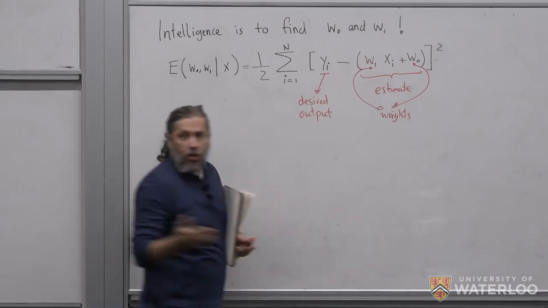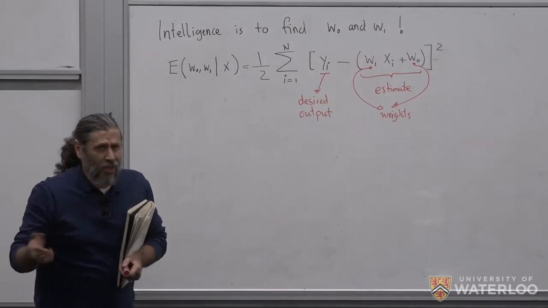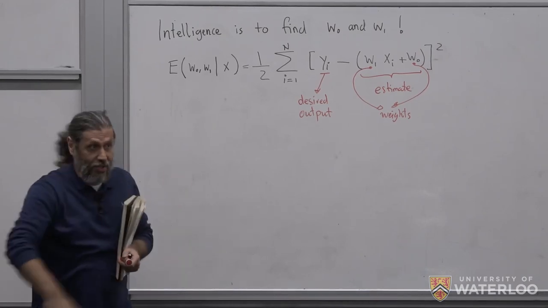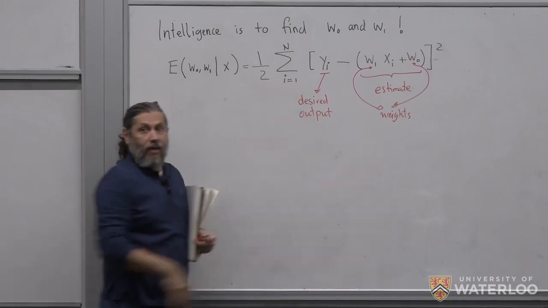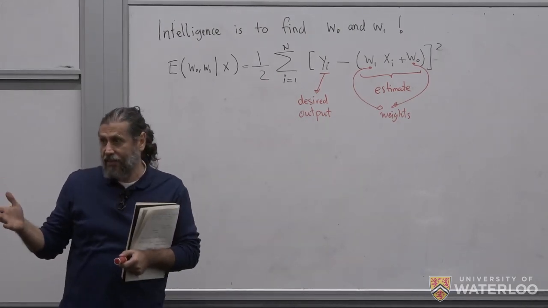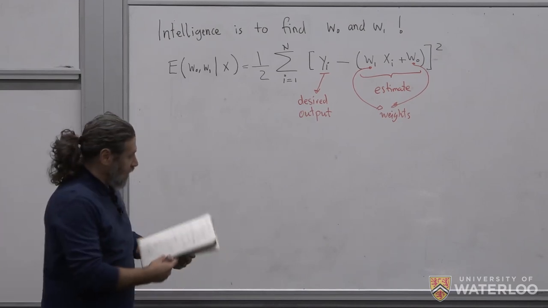This and this, ideally, the difference should be zero. If the difference is zero, not just for one measurement, for all measurements, you have a million measurements from the past. You sum them up. Over all of them, the difference should be zero. So you have a perfect fit. Well, that would be fantastic. Can we do that?